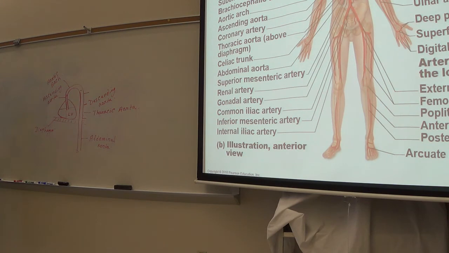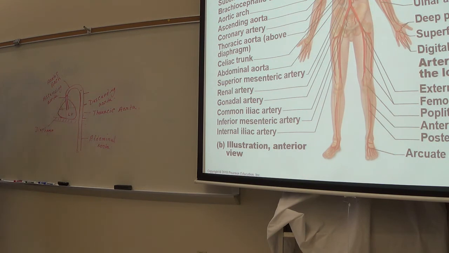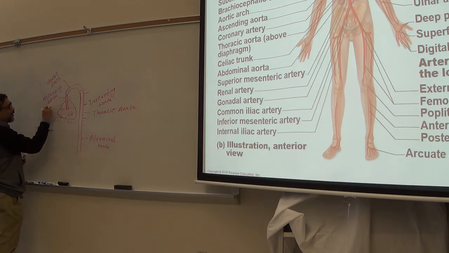Okay. Now let's see which important branches we get from the aorta. First, from the ascending aorta, we get two very important arteries, remember. Why are they very important? Because they go to the wall of the heart. Which arteries? Coronary, right and left. Remember that? So, right and left coronary arteries arise from the ascending aorta. Very important. Coronary arteries are the branches of the ascending aorta. They go to the heart.